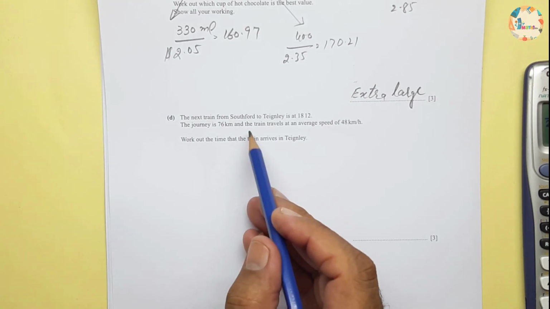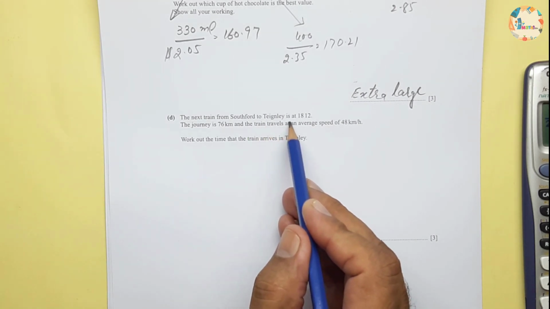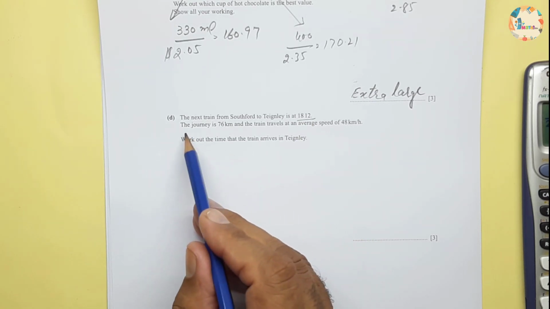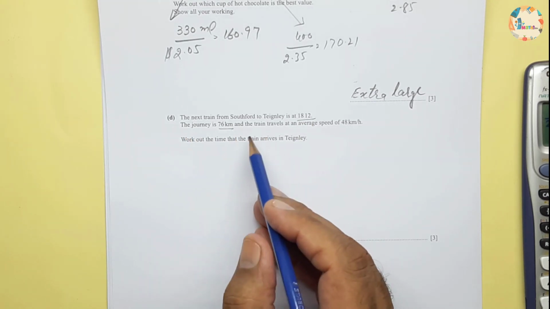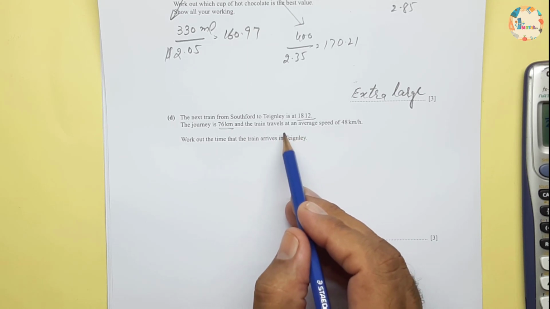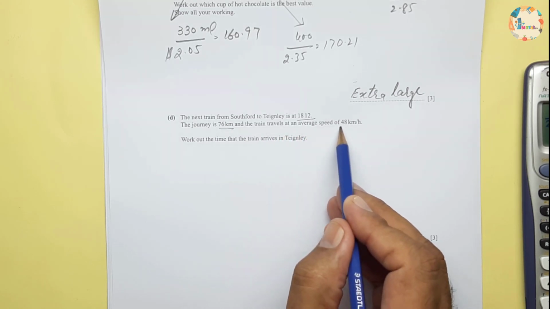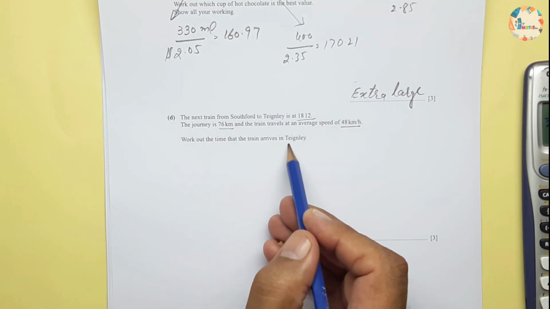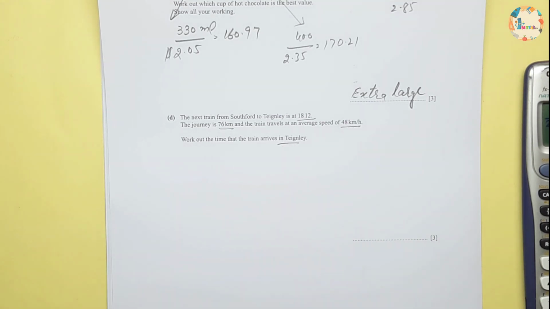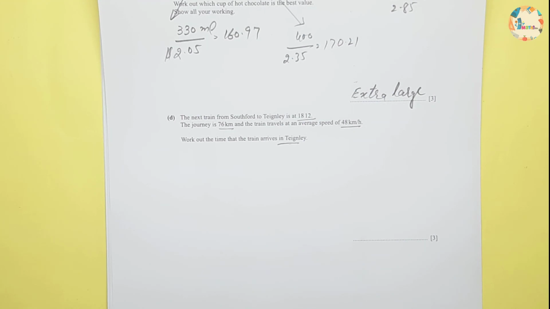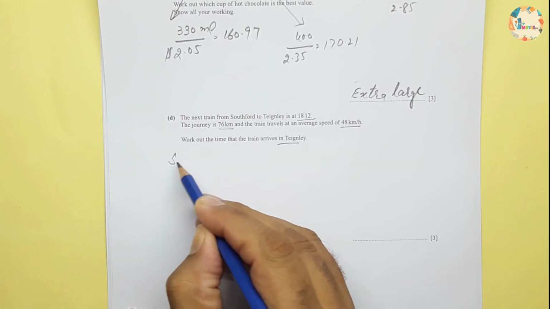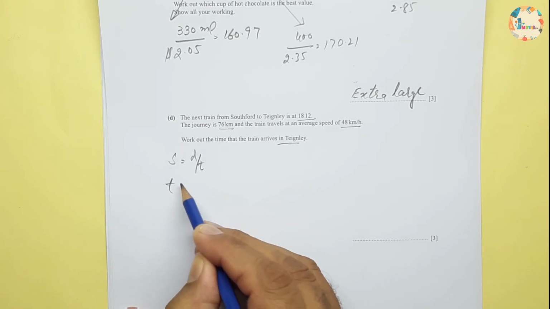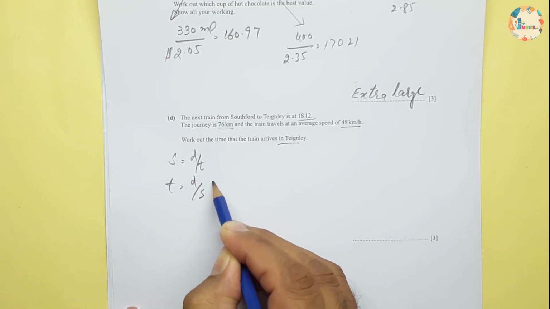The next train from Southford to Teganali is at 18:12. The journey is 76 kilometers and the train travels at an average speed of this much. Work out the time that the train arrives. So speed is equal to distance over time. So we can write like this, and time will be equal to distance over speed.